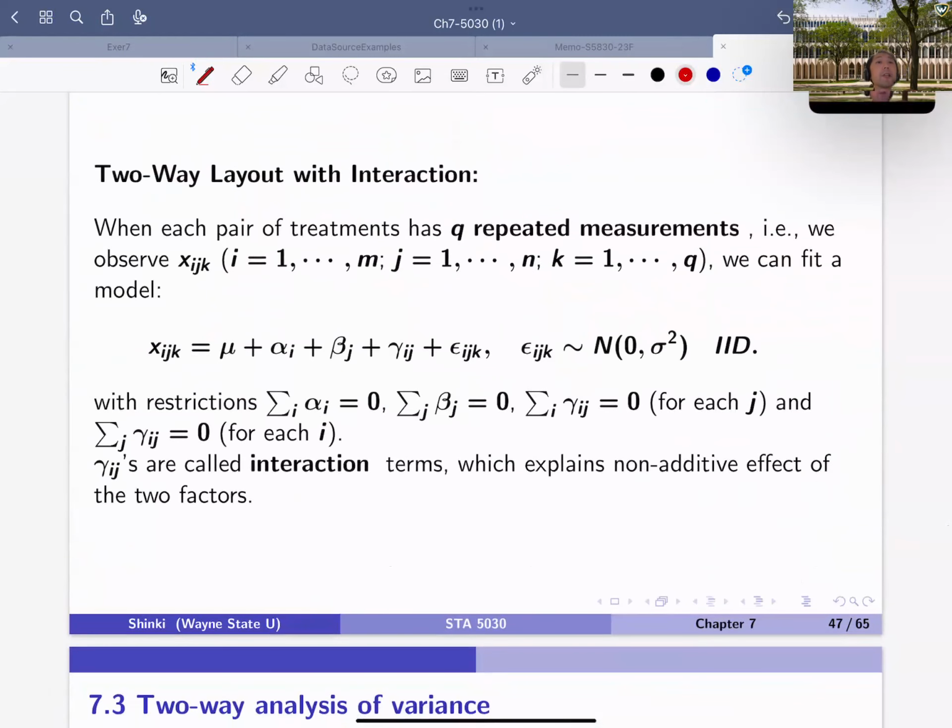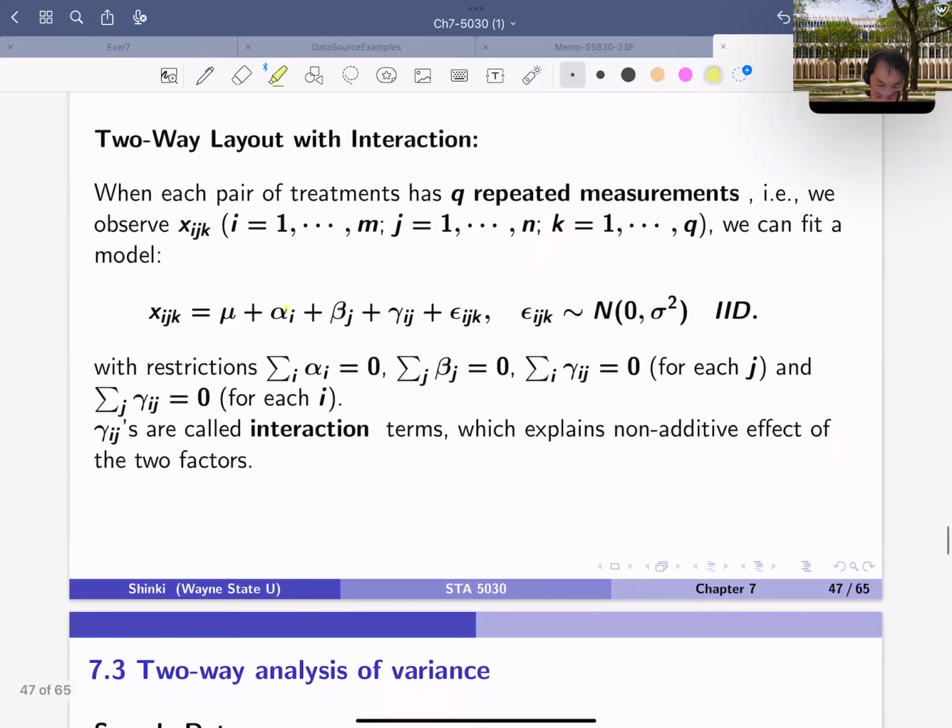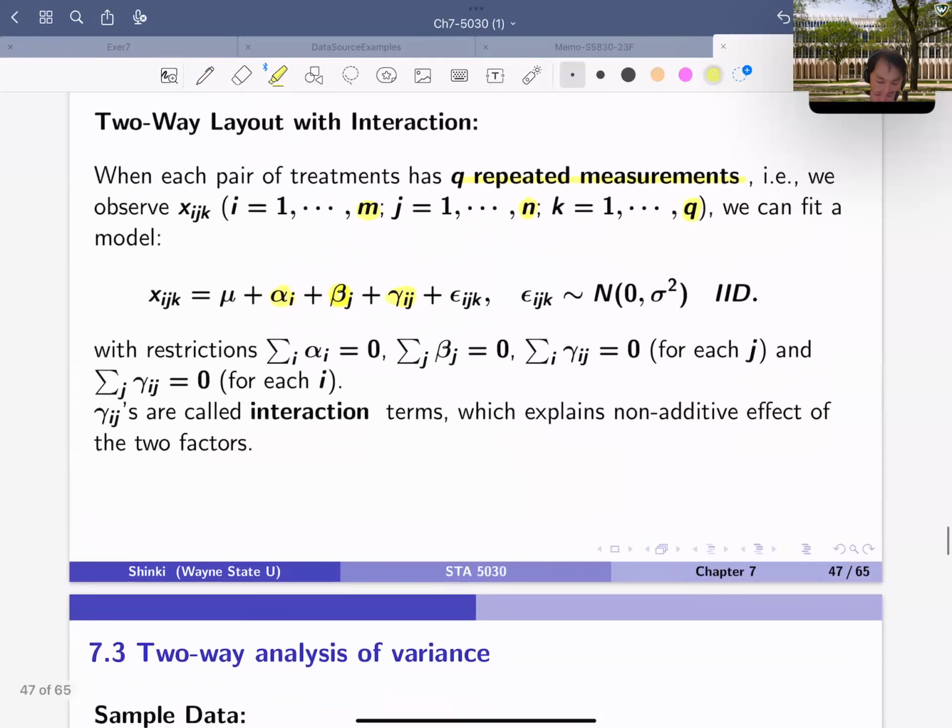So now we want to develop tests for two-way layout with interaction. We have basically 3 sets of quantities, alpha i's, beta j's and gamma ij's. We have m groups for the first factor, n groups for the second factor, and q repeated measurements for each pair of ij. So we can write it this way. Basically, we have m times n different pairs, right, for this question.